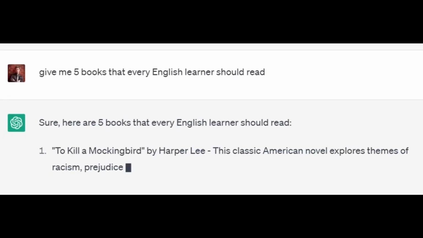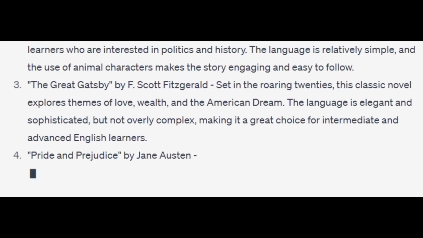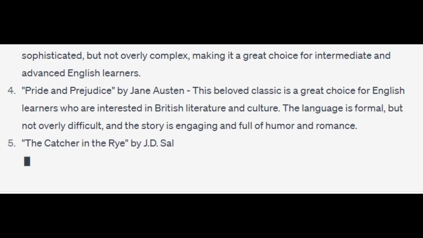To Kill a Mockingbird, very important, by Harper Lee. And it gives us a short summary of what the book is about. Animal Farm, I just actually mentioned it. The Great Gatsby, there's a movie out and you can watch the movie, but I think it's better to read the book to learn English better. Pride and Prejudice, one of my favorites, also a movie out, but I would recommend watching the old BBC series. It's 6 episodes, quite long, but it's fantastic.